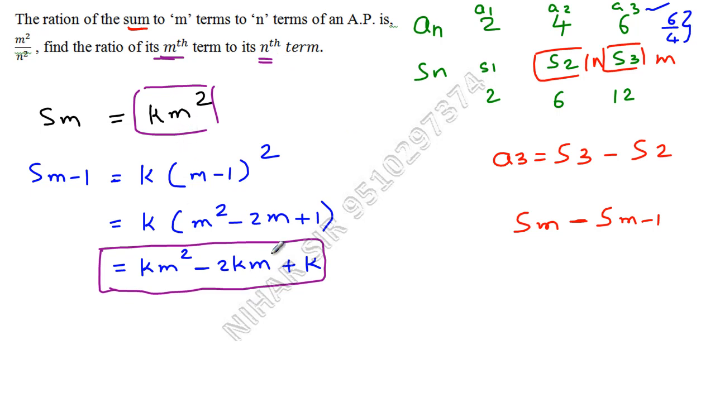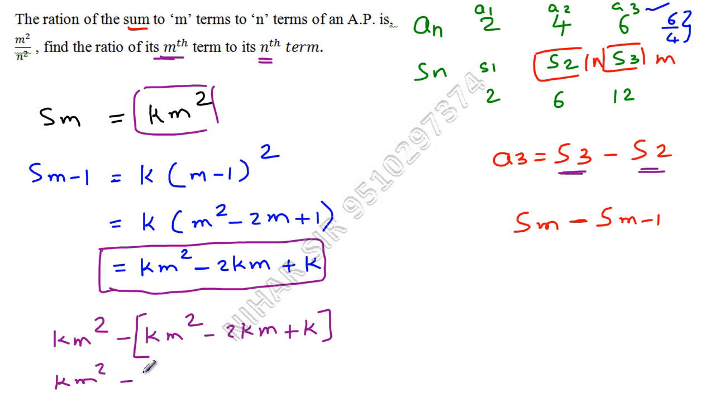So here I will do the subtraction of these two. Here I did the subtraction of S3 minus S2, isn't it? So here Sm minus 1. So Km square minus, in the bracket, Km square minus 2Km plus K, isn't it? Now I will further simplify this. So this will be Km square minus Km square, the sign will be changed, plus 2Km minus K; this minus will change the sign of all the terms. So Km square cancelled. So what am I left with? 2Km minus K.